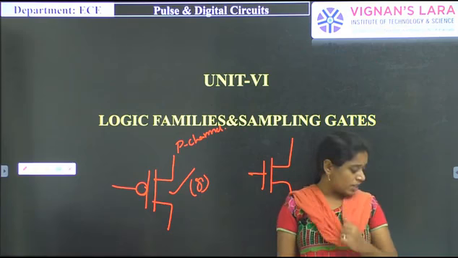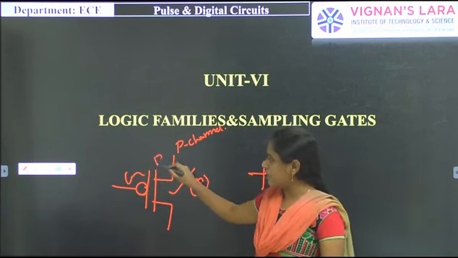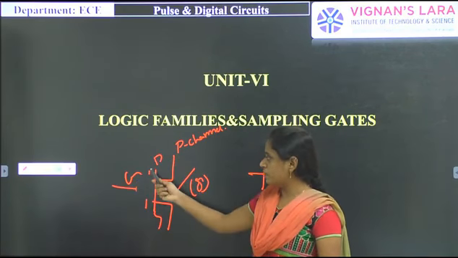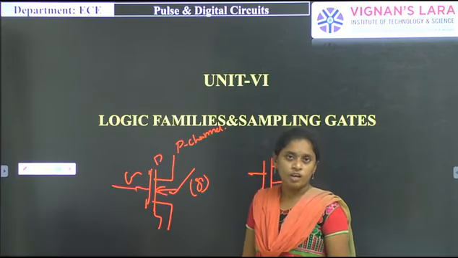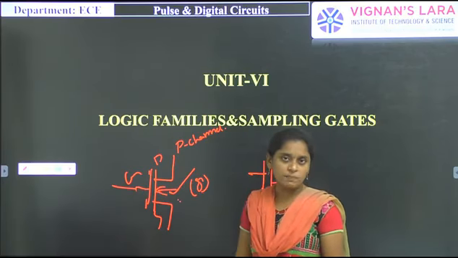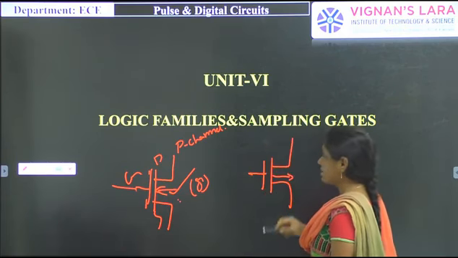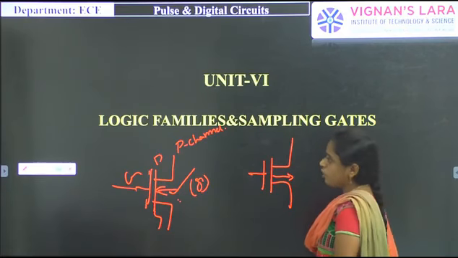PMOS can also be designed like this. These terminals are known as gate, drain and source. In place of the bubble, we can also represent it with this arrow mark. This arrow mark indicates a P channel, and this type of arrow mark in the reverse direction indicates the N channel MOSFET. So that is about the MOSFET.